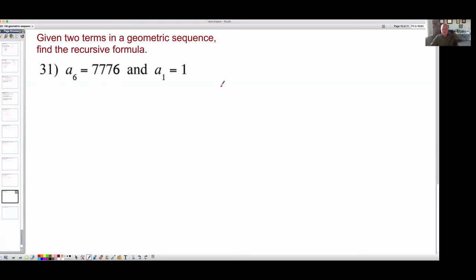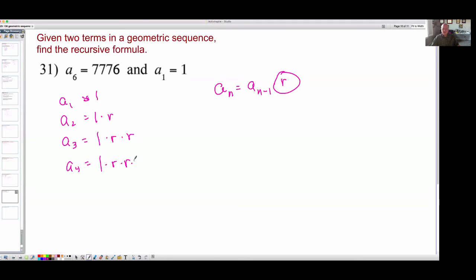Remember, the recursive formula is my nth term is equal to the previous term times r, and that's it. So I need to know what the common ratio is in order to do this. I'll put a sub 1 is equal to 1. A sub 2 is equal to 1 times the ratio once. A sub 3 is equal to 1 times the ratio, times the ratio again. A sub 4 is equal to 1 times the ratio, times the ratio, times the ratio.